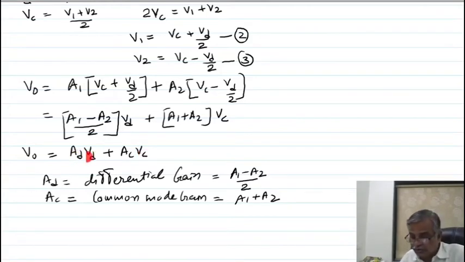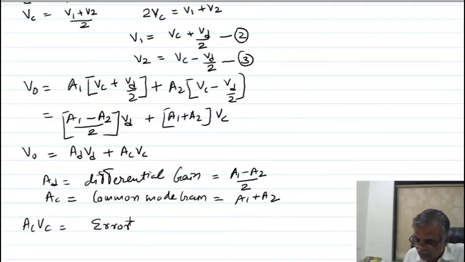Actually your output should be only this, because you know that the output of a differential amplifier depends only on the difference of the input signals. It should not depend upon the common mode signal. Ideally that is what we are discussing. But in practice you can see that the output also depends upon the common mode signal. So this is called the error term, the error introduced in the output due to the common mode signal.